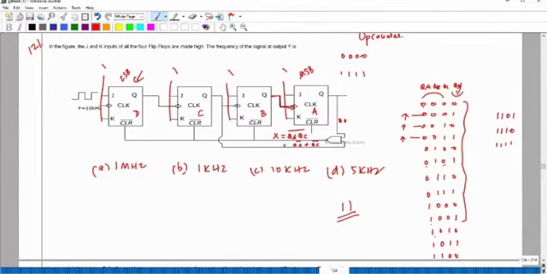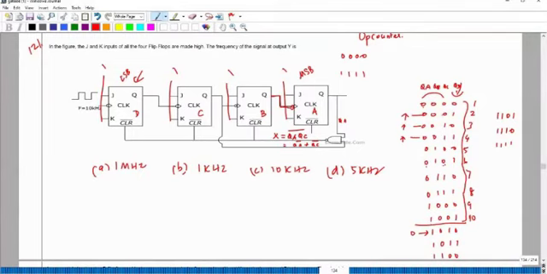So consider this state. QA bar plus QC bar is 0. At this stage, QA bar plus QC bar is 0. So I have to consider only this state alone. Okay, so this is 1, 2, 3, 4, 5, 6, 7, 8, 9, 10. So totally I'm having 10 states.